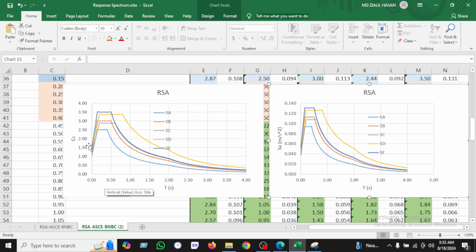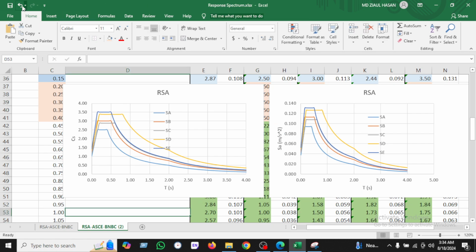At first we have drawn it here, and then you can also use acceleration versus time period. You can also do velocity versus time period, and displacement versus time period. I will make another video for velocity versus time period and displacement versus time period, on how to draw the response spectrum for these plots.